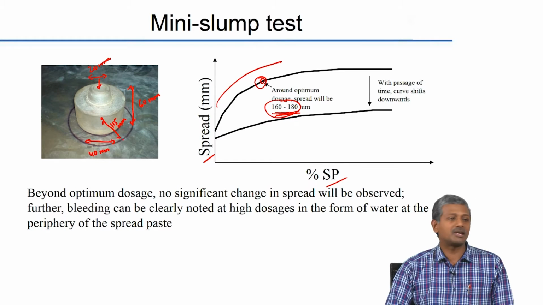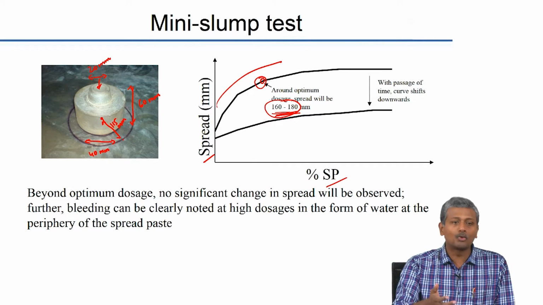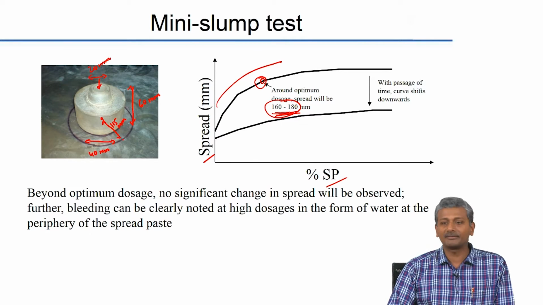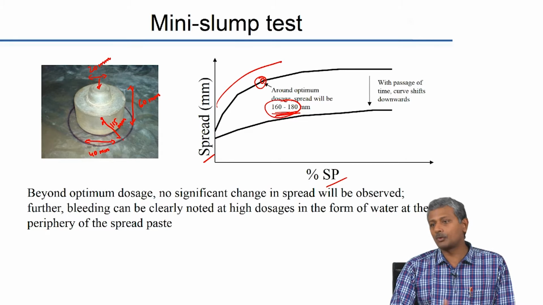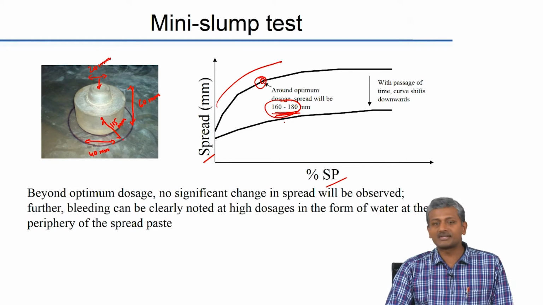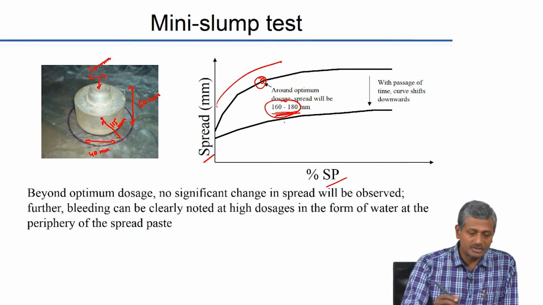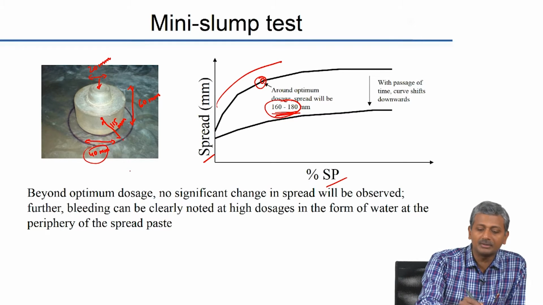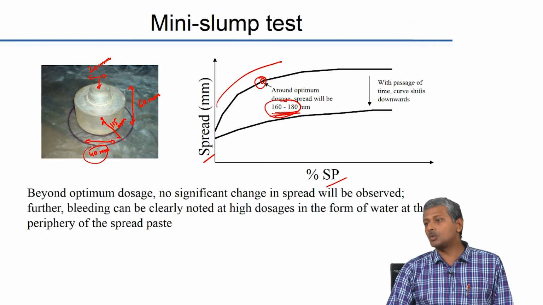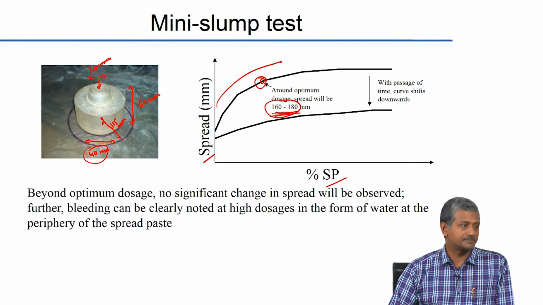So, I am restricting myself to saying that a paste with an optimum flowability in terms of the mini slump test will help you get towards a flowing concrete, and this optimum flowability for a paste will be between 160 and 180 millimeters of spread in the mini slump test. Okay. So, essentially you are starting from a 40 millimeter diameter and going to 160 to 180. So, you are spreading your paste nearly 4 times the initial diameter.